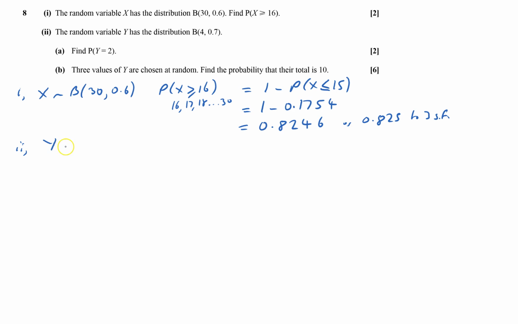Part 2. Then I've got a new distribution. Y is still binomial, with 4 trials and 0.7 as the probability. First part, we've got to find the probability Y equals 2.